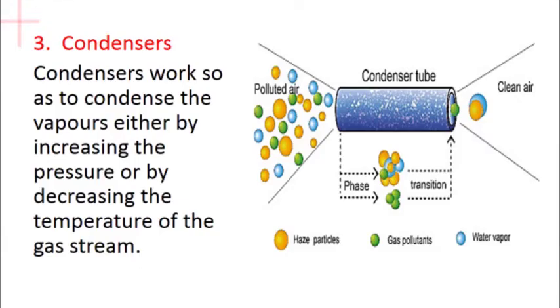Third, condensers. Condensers work so as to condense the vapors either by increasing the pressure or by decreasing the temperature of the gas stream. The polluted air is sent through the condenser tube, and as it moves through the condenser tube, the particles get deposited and the clean air comes out of the condenser tube. Surface condensers are usually of the shell and tube type, while contact condensers provide physical contact between the vapors, coolant and the condensate present inside the unit.